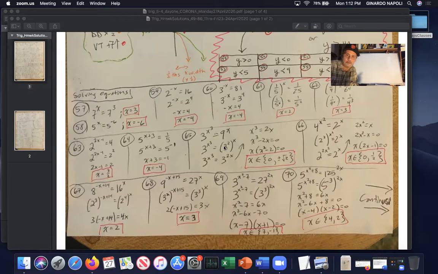And then here, kind of the same thing, but you wound up with having to change the 9 here to 3 squared. So then you get your 2 times x exponent. And then when you put these exponents equal to each other, you want to use the zero product property. So notice you wind up with 3 possible solutions.